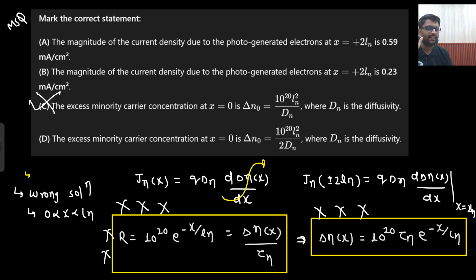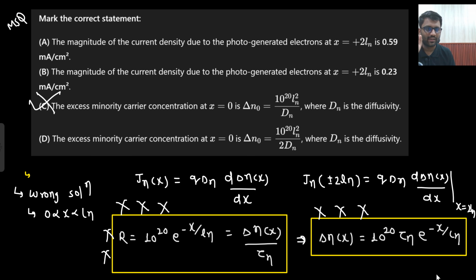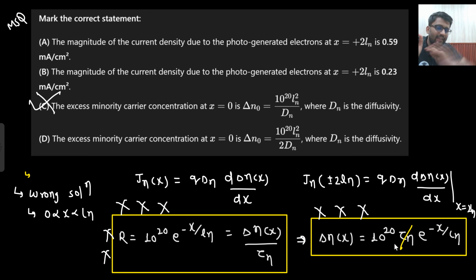Right? But what they have done, just to match the answer, is that between 0 to 2ln you are applying this formula, the recombination rate. But between ln to 2ln they are applying the continuity equation. Luckily, in the final expression, this tau n will be cancelled out. The whole error is because of this tau n. So it will be luckily cancelled out and you got the answer.